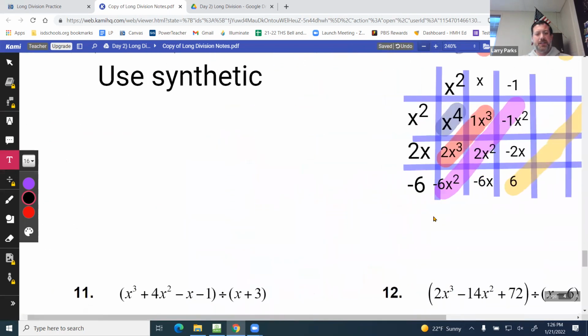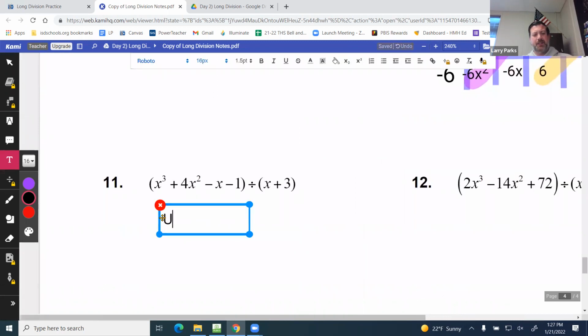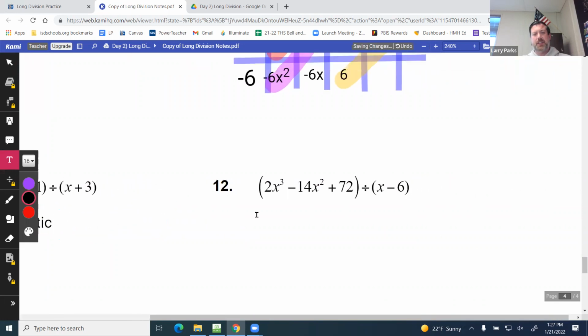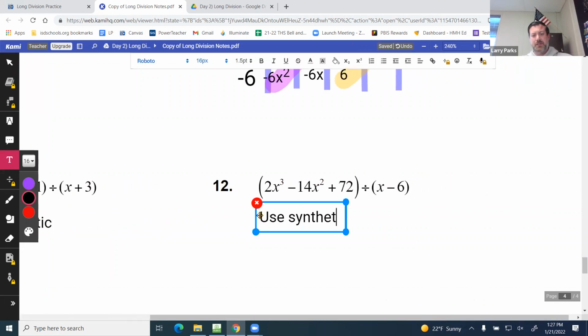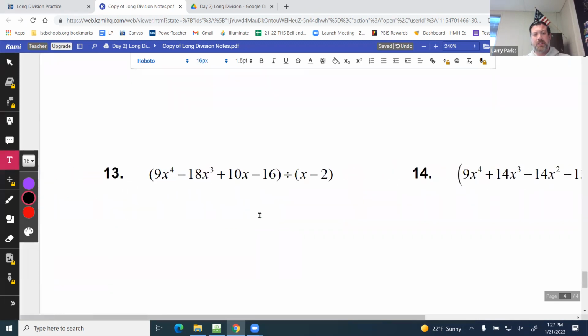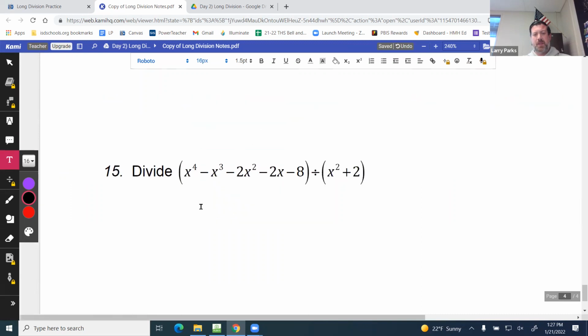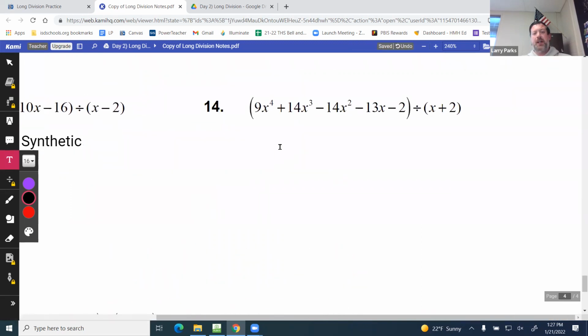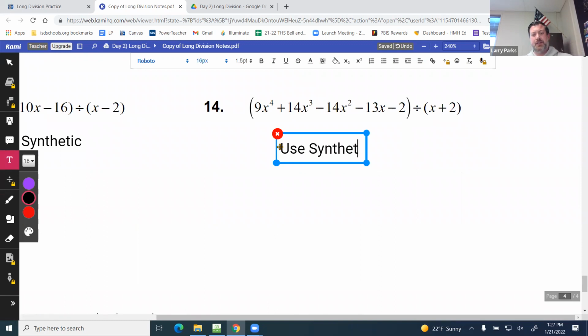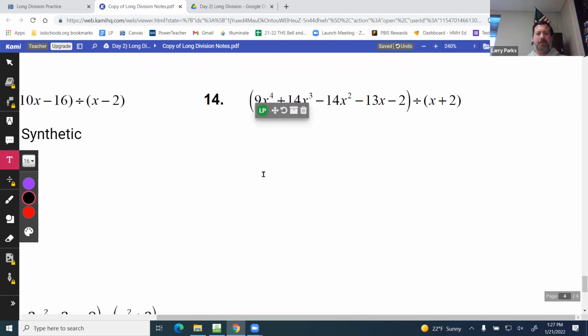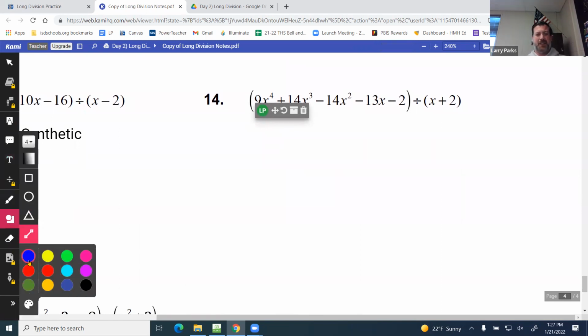What else we got here? Here, use synthetic. Way easier. Here, use synthetic. I would use synthetic on that too. And use synthetic. Now you can still do the box method with this. And actually, I'm going to go ahead and do the box on this. Even though you can use synthetic, the box method is just as good.